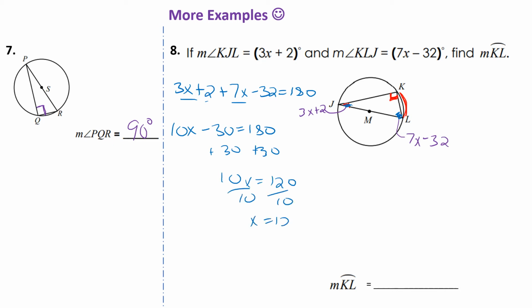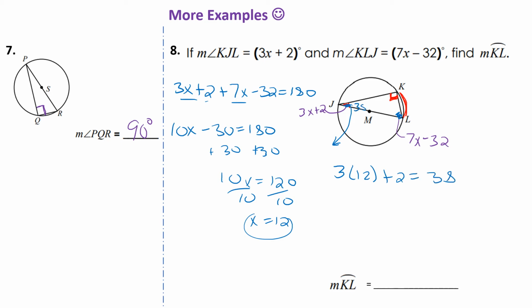So we found x. But I want to find the measure of arc KL. So I could plug x into this angle here, KJM. If I do that, 3 times 12 plus 2. So 3 times 12 is 36, plus 2 is 38.